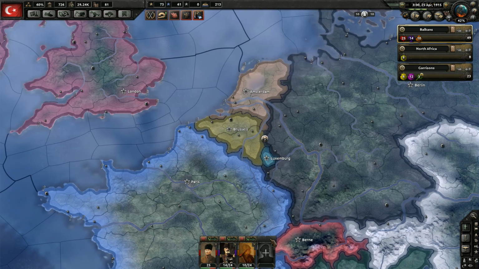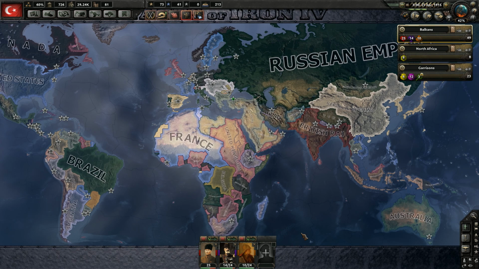France honored their alliance to Russia, and when Germany immediately declared war on Belgium, the United Kingdom quickly joined the war as well. The Ottoman Empire would later join the Central Powers, while Japan, Portugal, the United States, and several other countries eventually joined the Triple Entente.